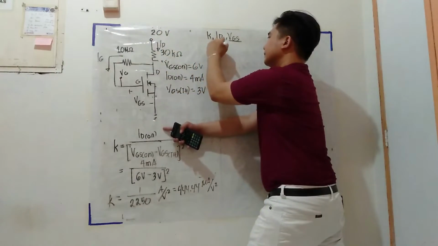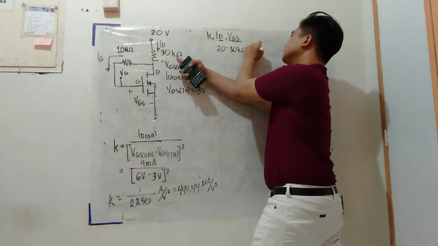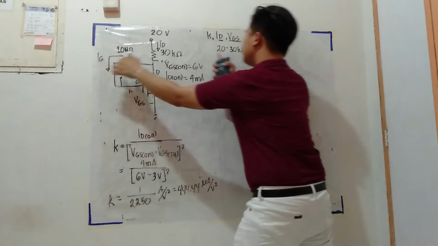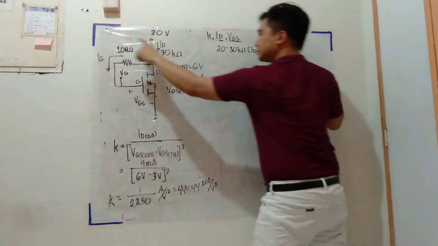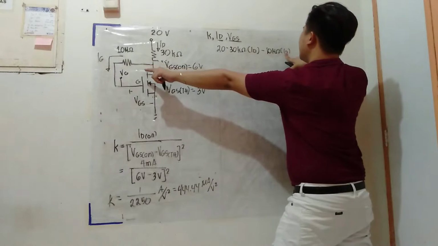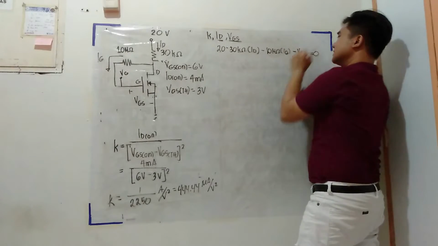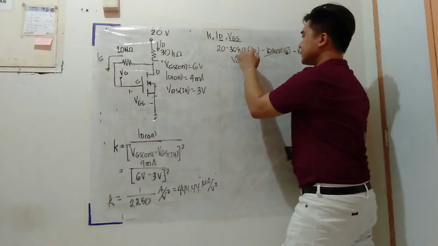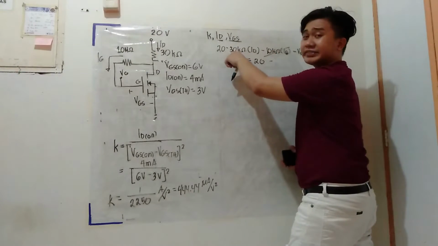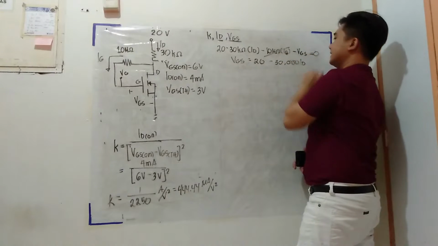So, that's 20 minus 30 kilo ohms times ID, minus 10 mega ohms times IG, minus VGS equals 0. Isi-zero ko na to kasi ang IG ko ay 0 lang po. So, si VGS ay 20 minus, ano nga ang 30K? 30,000. So, 30,000 ID. Okay?